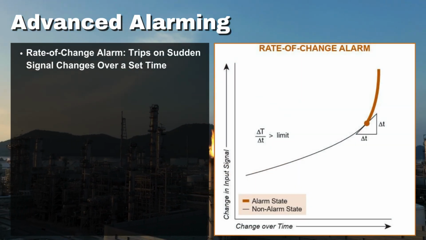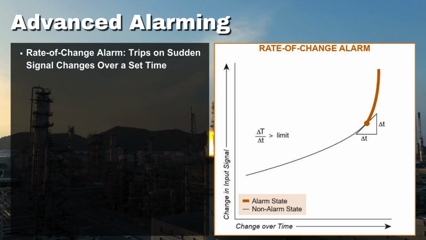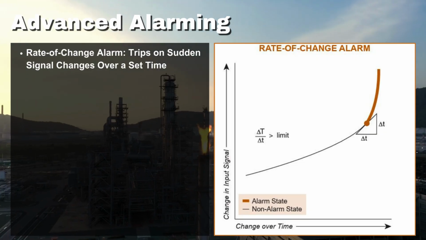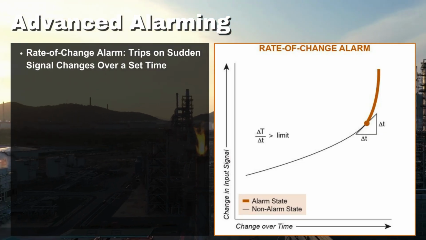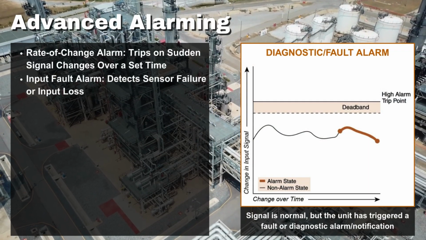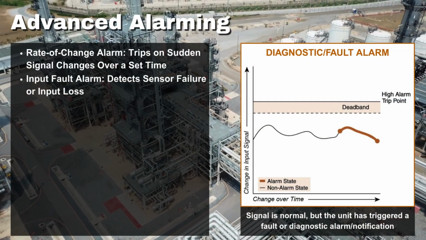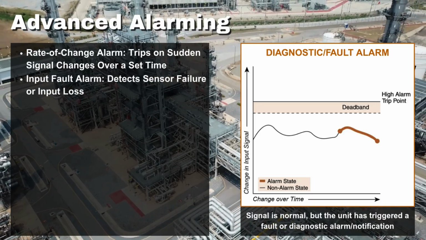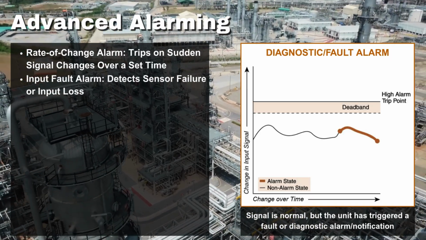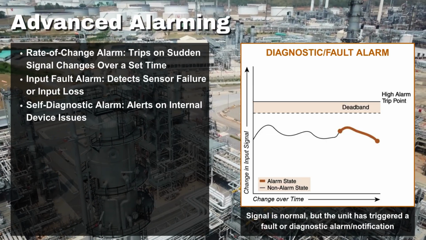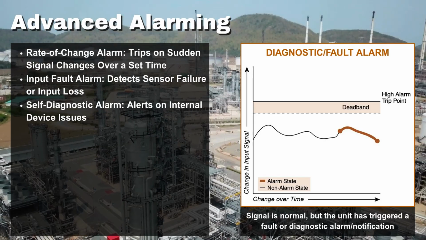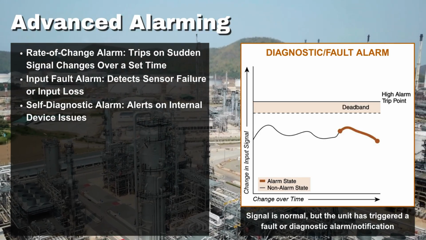A rate of change alarm triggers when a process variable changes faster than a user-set rate over a set time, ideal for catching sudden variable changes before they become critical. An input fault alarm activates if a sensor fails or the input signal is lost, helping you avoid costly downtime from a false shutdown. Some alarm trips include a self-diagnostic alarm, which continuously monitors internal health and trips if something goes wrong inside the alarm unit itself.